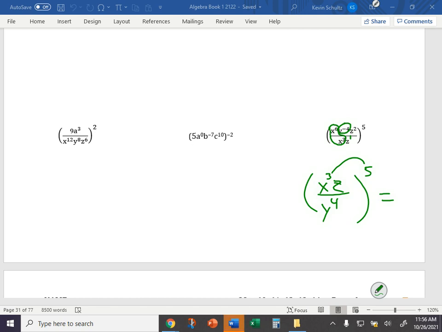So when we distribute, our 5 goes into the x cubed. It gives us what? X to the 15th. Okay? It goes into our z, which gives us z to the 5th. And in our denominator, it goes to the y to the 4th, which gives us y to the 20th. Right? So look at what you have. If you're able to simplify any way, it's highly recommended that you do. Morgan.